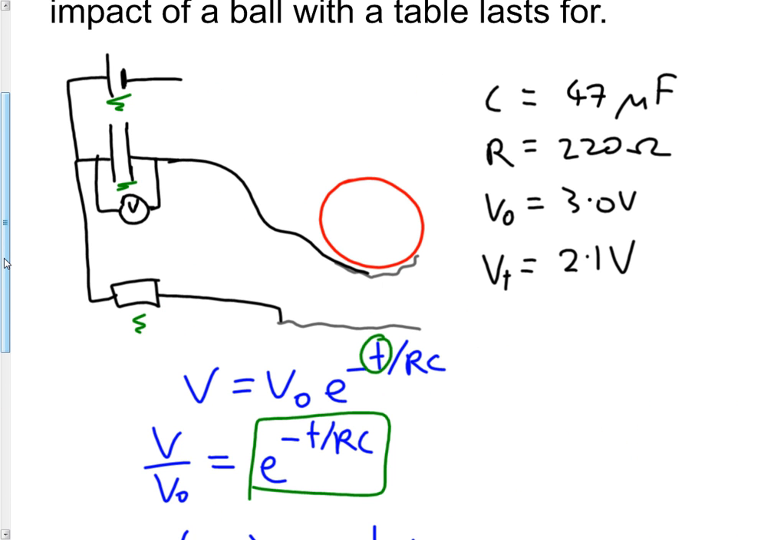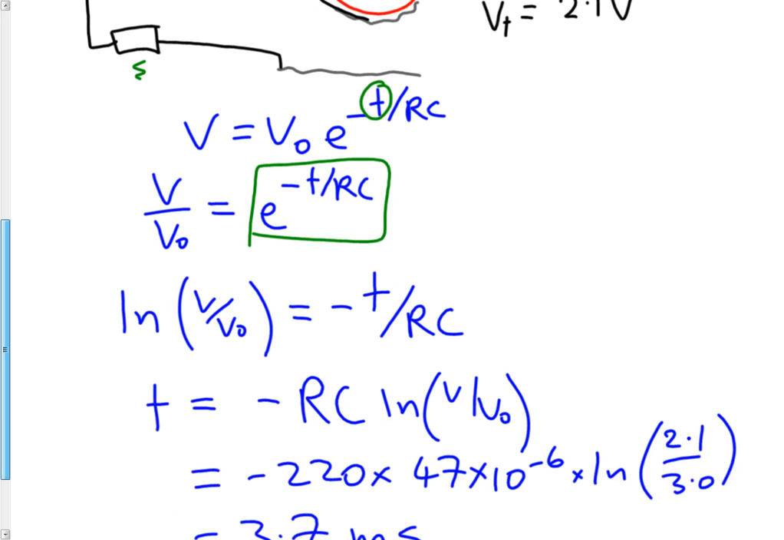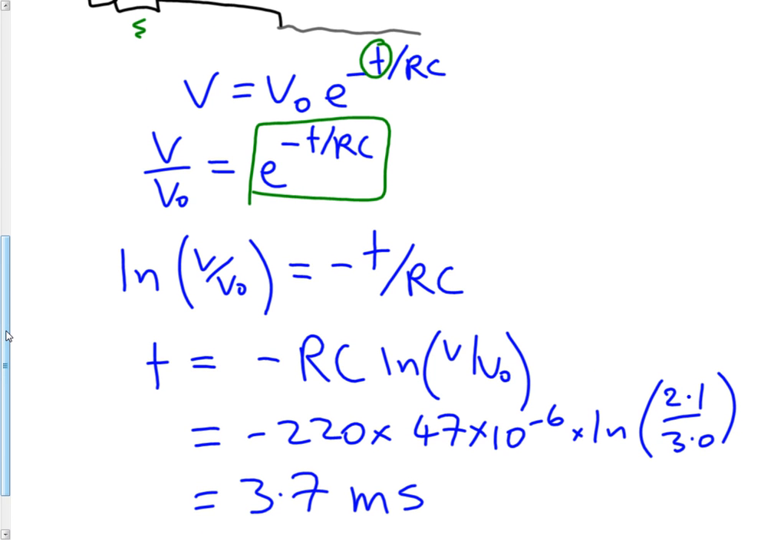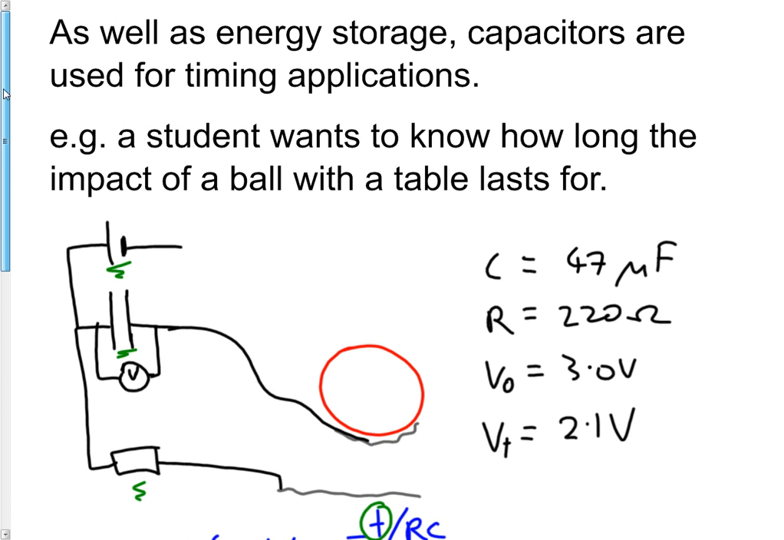So there we go, with a really simple circuit, nothing special involved at all, just a standard capacitor, a standard resistor, a couple of cells, a student has managed to time how long it takes for a ball to be in contact with the table when it bounces. Pretty neat. Pretty typical application of capacitors for timing.